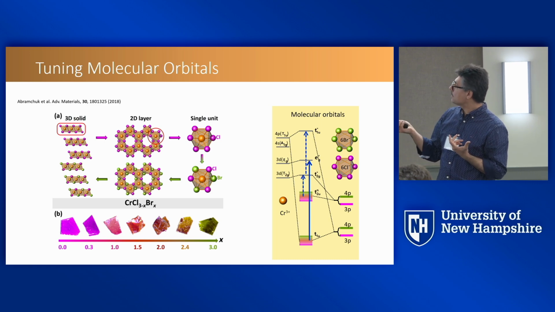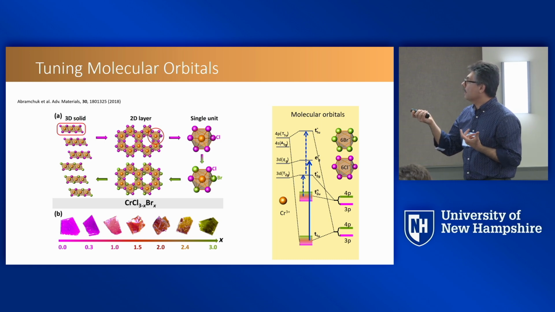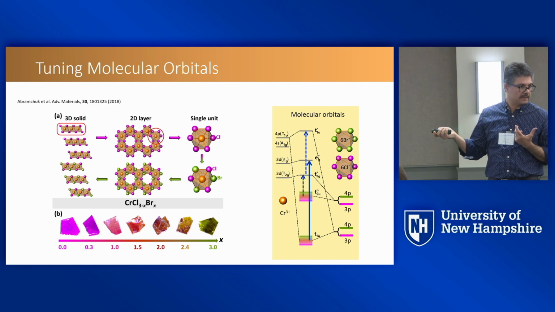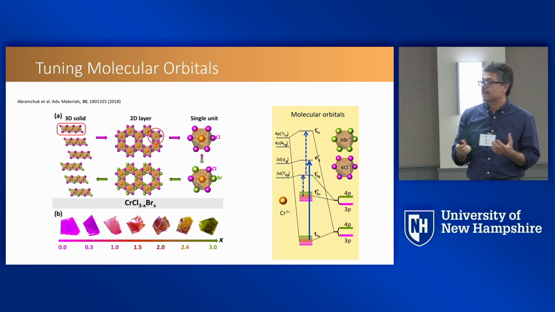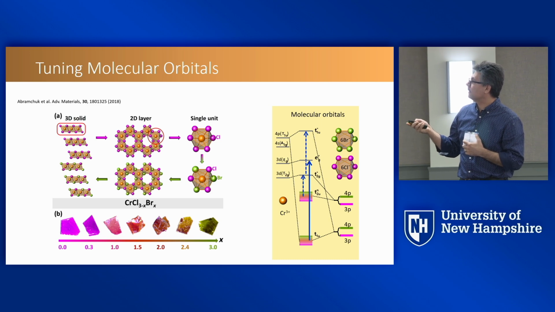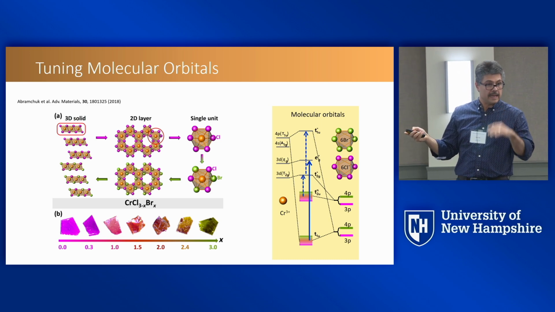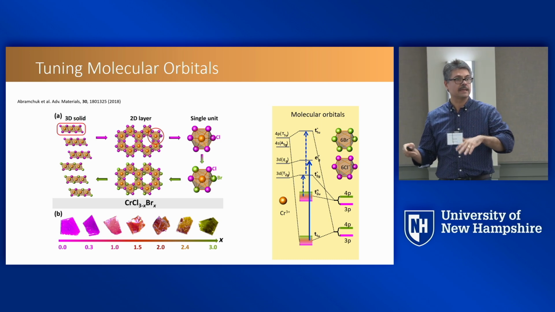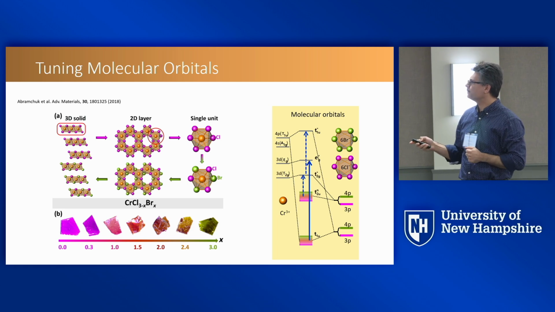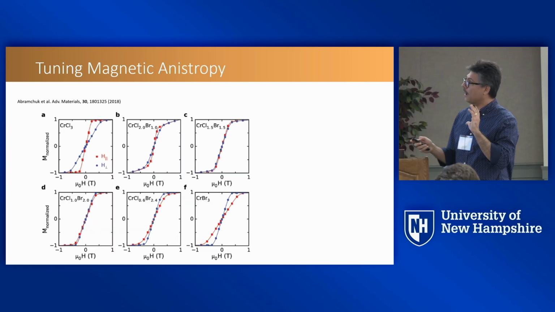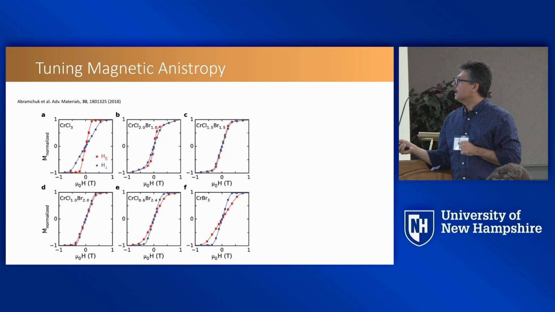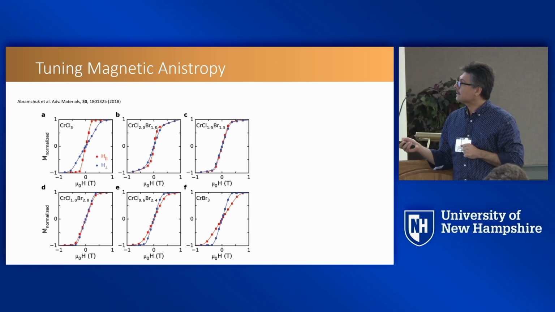And that can be understood from a molecular orbital perspective, because we are basically mixing chlorine with bromine in the octahedral cage. As you do that, the energy of the ligand orbitals changes, and that changes the optical transitions. And the other thing that happens that's very interesting, other than tuning the optical or the band gap, is that we also tune the magnetic anisotropy.